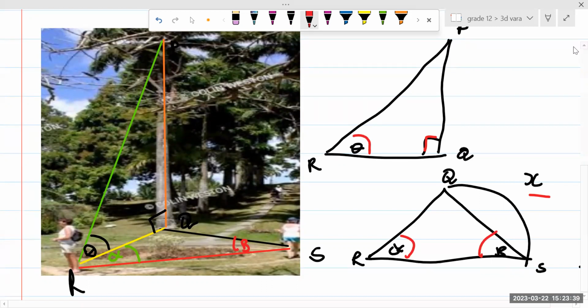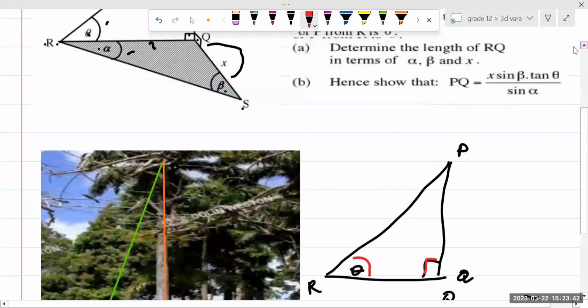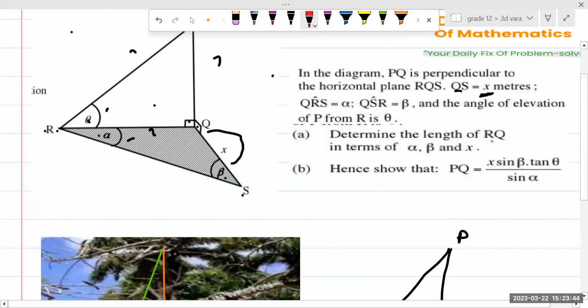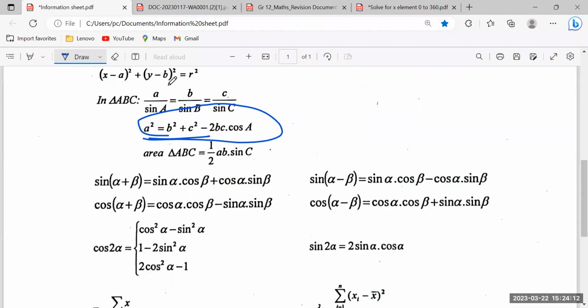Now we can go to our question and check what it is that they are looking for. The first question says determine the length of RQ. Determine the length of RQ in terms of alpha, beta, and X. So what you should have in your answer is alpha, beta, and also X. Those things need to be visible. That's what they want. So we're looking for this one. If we're looking for this one, we can say we are going to use the sine rule. Let's go to the information sheet. If we use our sine rule on the information sheet, it says we can use the following here.